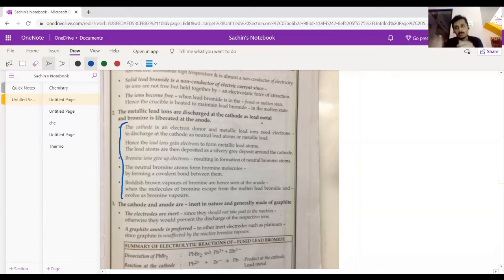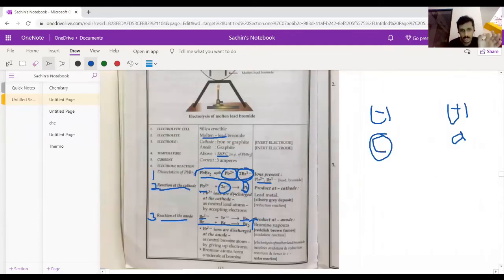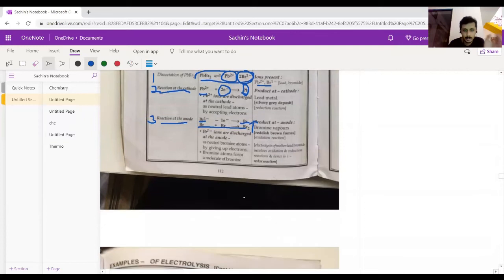The cathode is electron rich, so the cation moves there, takes up the electron and becomes metal. In the same way, the anode is electron deficient, and anions, which have more electrons, will move towards it. Bromide gives up the electron, resulting in the formation of neutral bromine atoms. Just keep these 3 points in mind. First, dissociation, then taking up the electron by the cation and forming metal, and giving up the electron by the anion to form the atom. This is the process for lead bromide.